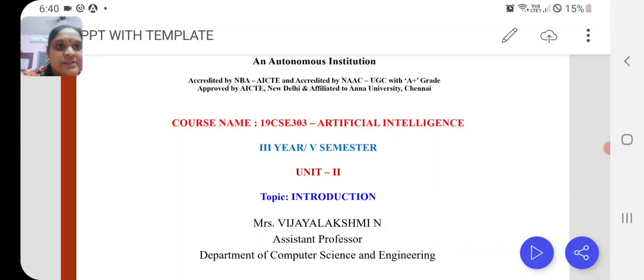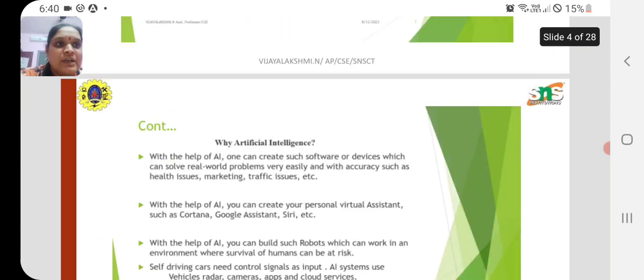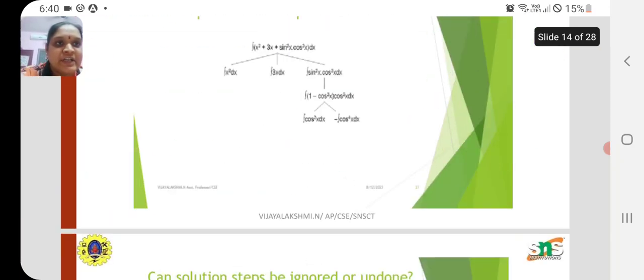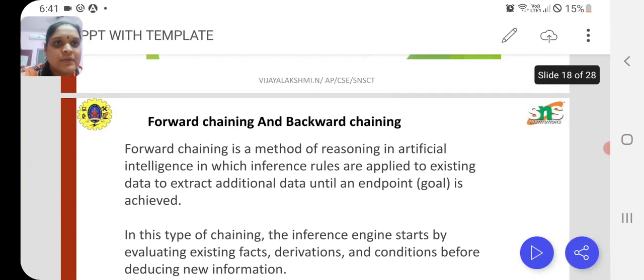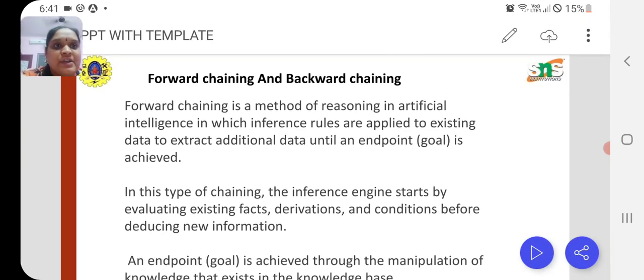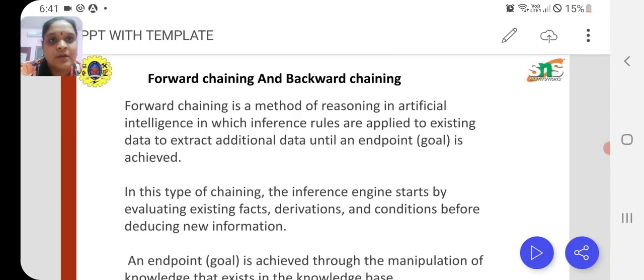In today's lecture video, we are going to see about forward chaining and backward chaining. So, let me start with slide number 17. What is actually forward chaining and what is backward chaining? We will be seeing about the properties. First of all, we will see the definition of forward chaining and we will see about the properties of each, and with the real-time example.